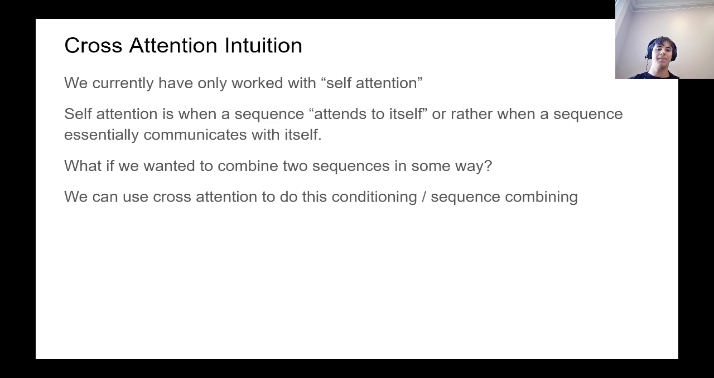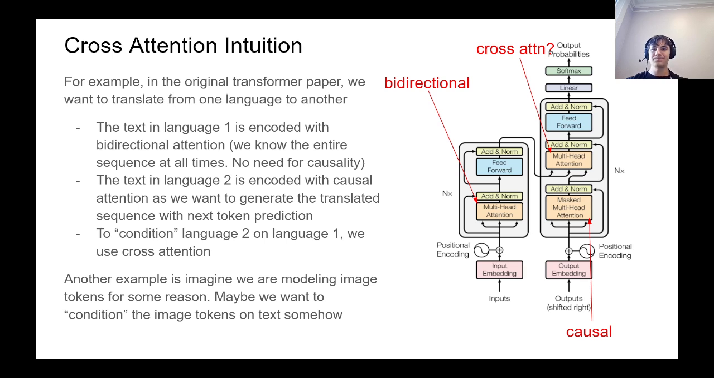And this is where the M comes in. So what we're going to do is we're going to swap out the keys and the values to be from a different sequence. And we're going to keep the queries from our sequence that we want to model. So we'll go through that step by step.